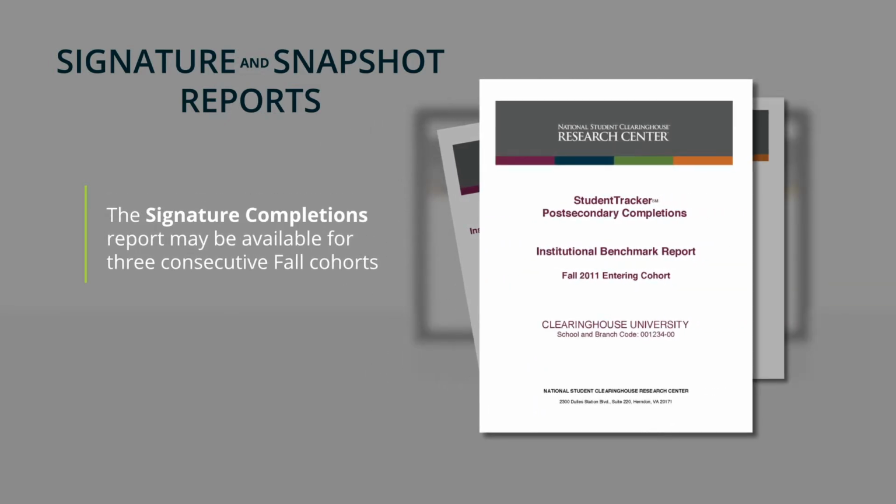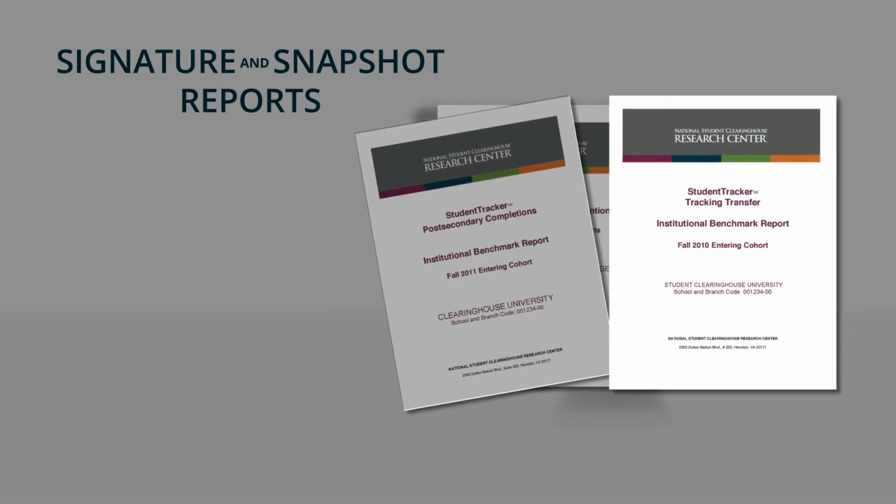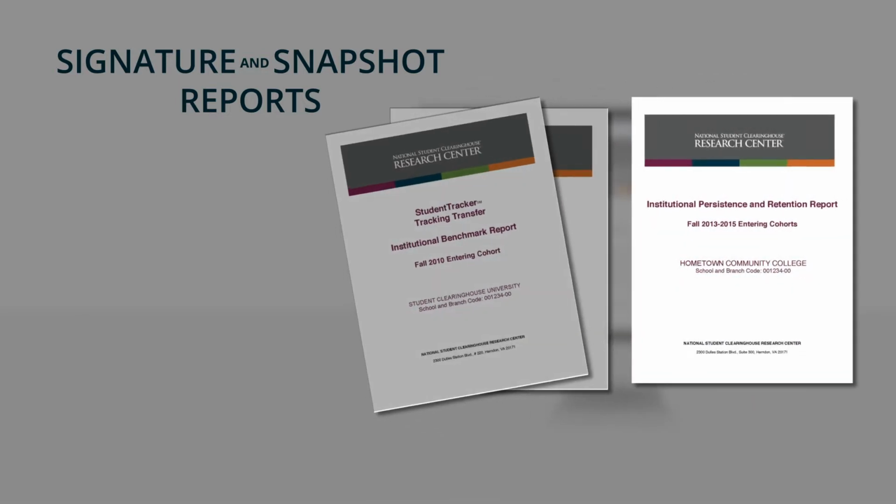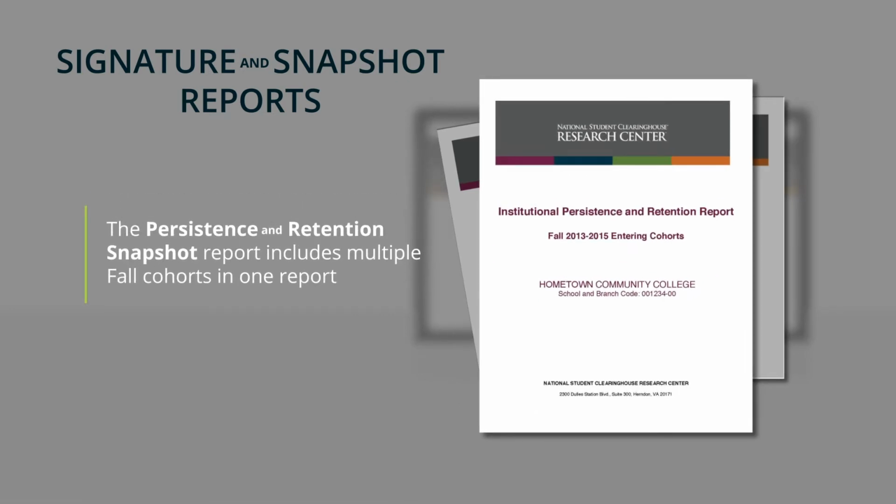The Signature Completions report may be available for 3 consecutive fall cohorts. The Signature Tracking Transfer report is a new report. Over time, this report will be available for 3 fall cohorts. The Persistence and Retention Snapshot report includes multiple fall cohorts in one report.